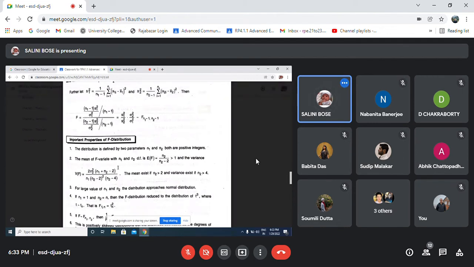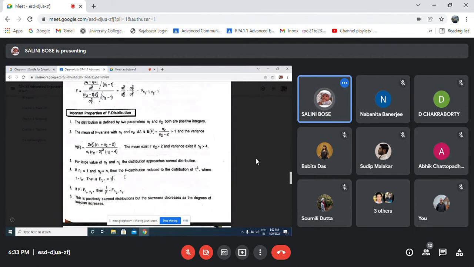For large values of n1 and n2, the distribution approaches the normal distribution. When your degrees of freedom are large, then this distribution also approaches the normal distribution. And if n1 is equal to 1 and n2 is equal to n, then the F distribution reduces to the t square distribution.